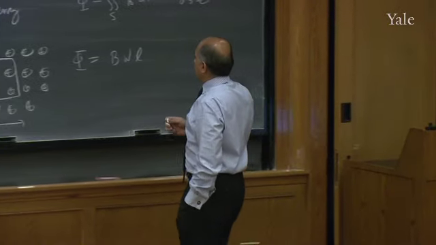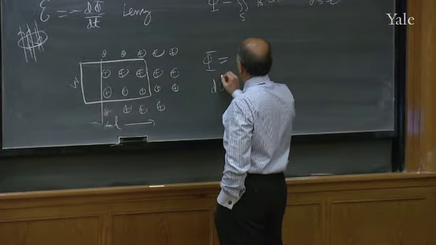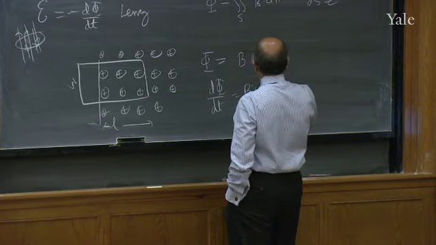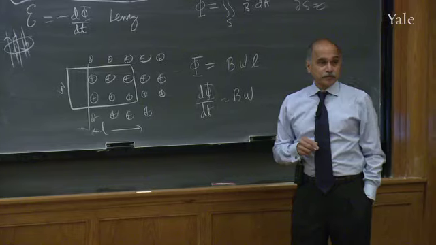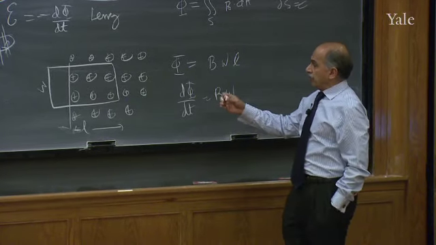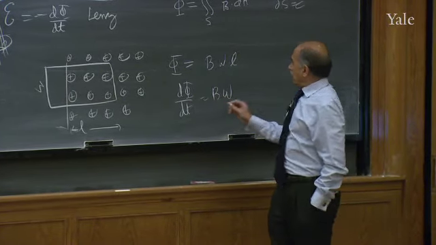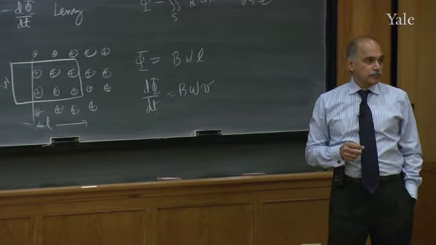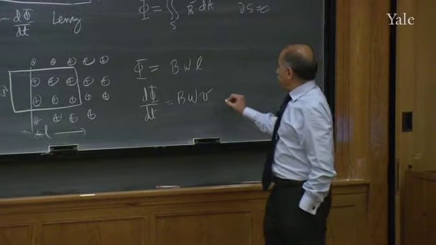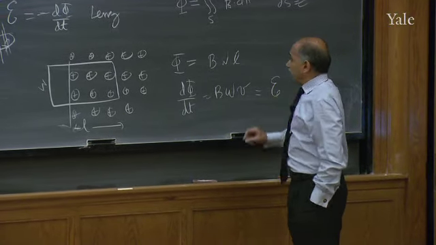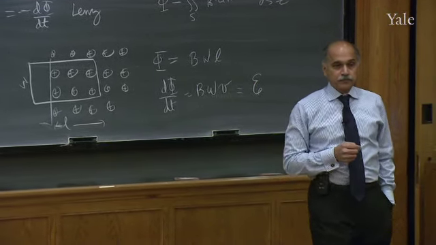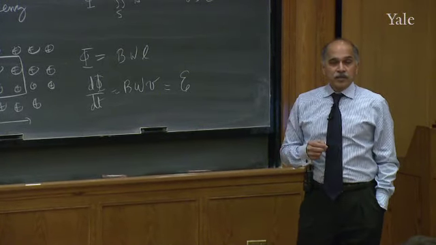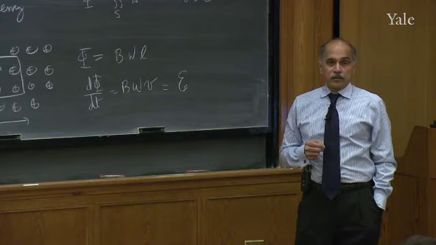Now let's take the time derivative of this, d phi dt. B is not changing, W is not changing, but L is changing, because when I move the loop, the rate of change of L is just the velocity of the loop. But that's exactly the EMF we got before. Now the only thing is the minus sign, let's figure out if the sign is correct.